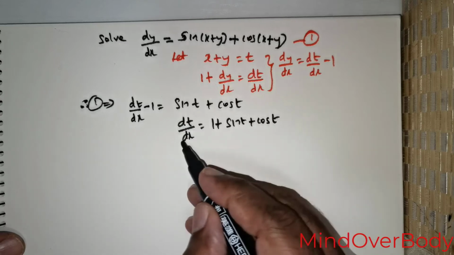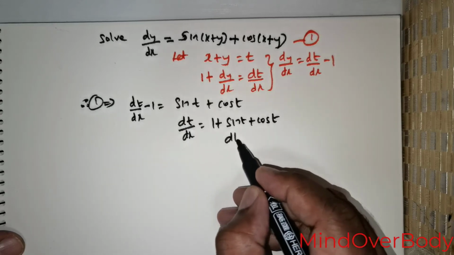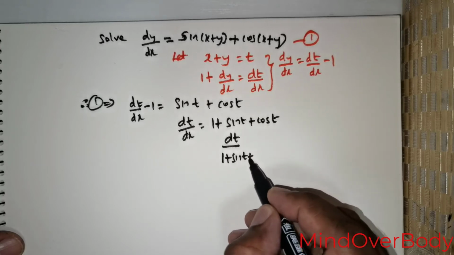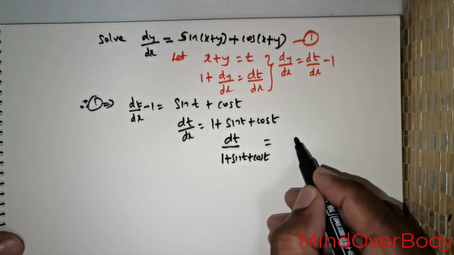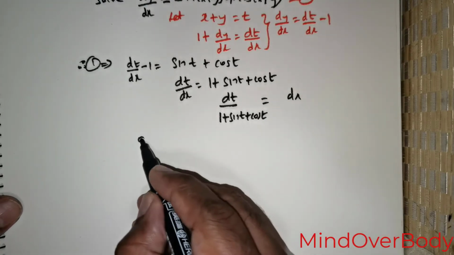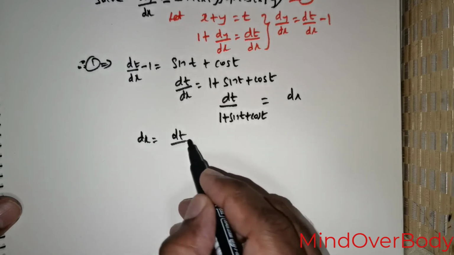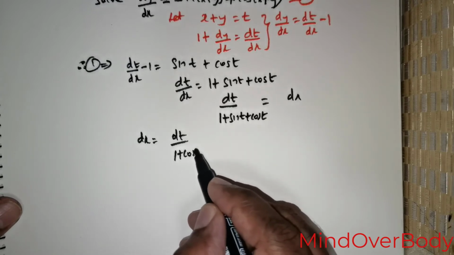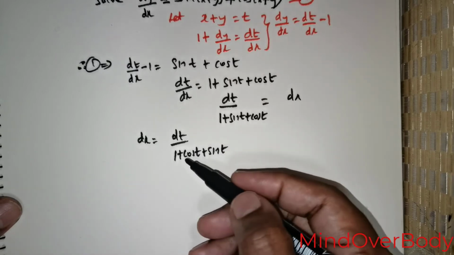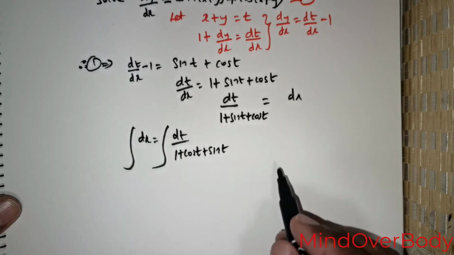Now if I were to take the dx onto the right and bring this down, this is going to give me dt over (1 + sine t + cos t) is equal to dx. So this is what I've got. Now you can either write it like this also, dx is equal to dt divided by (1 + cos t + sine t). It still means the same. Now I would be integrating both sides, right?